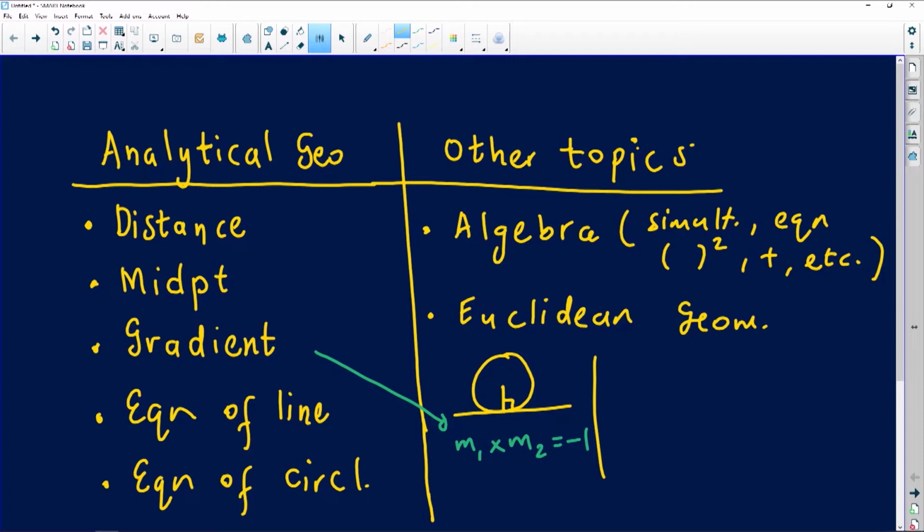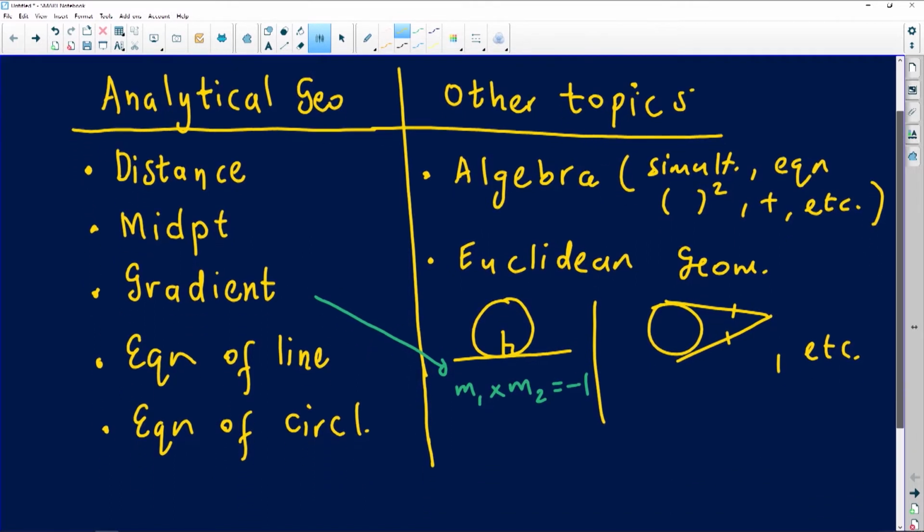Right. The next one is maybe you might be dealing with a situation where you've got two tangents that are drawn from the same point. You guys need to know that they're equal in length. And all the other theorems, they're very important. They come in at some point and you guys struggle to solve the problems, not because you don't understand analytical, but because you're struggling to link it up with the other topics. So please pay attention to that.